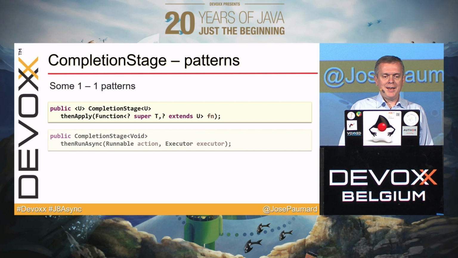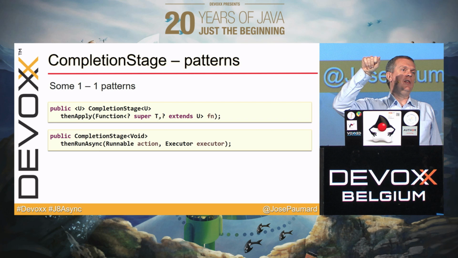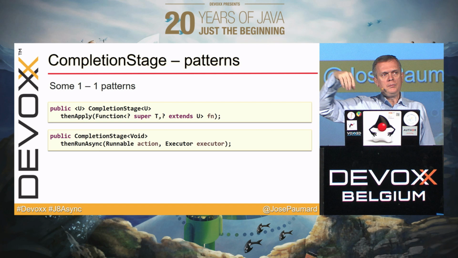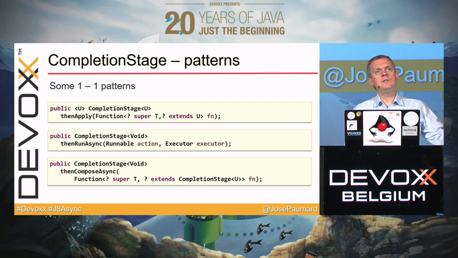Then run async. Apply is for functions. Run is for runnable. Async means that this completion stage will be run asynchronously, that is, either in the passed executor, if I pass an executor as a parameter, or in the common fork join pool, if I do not pass an executor as a parameter. So then run async, this is it, and then compose async, this is composition. Composition takes a special kind of function that takes a T and returns a completion stage of U, that is a result wrapped in another completion stage.